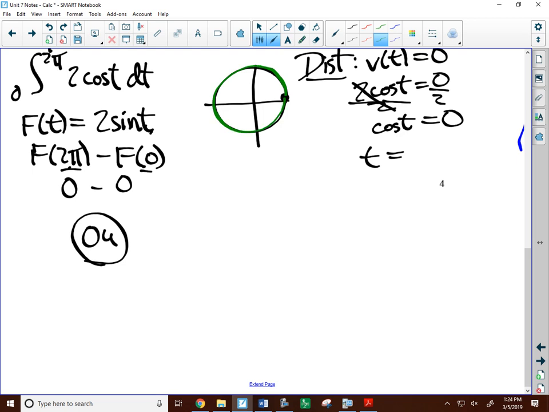Cosine of what is 0? Again, where is the x-coordinate 0? Right, the x-coordinate there is 0, (0, 1). So that's at pi over 2. Anything else? 3 pi over 2. (0, negative 1) is that point down there. So we've got pi over 2 and 3 pi over 2.